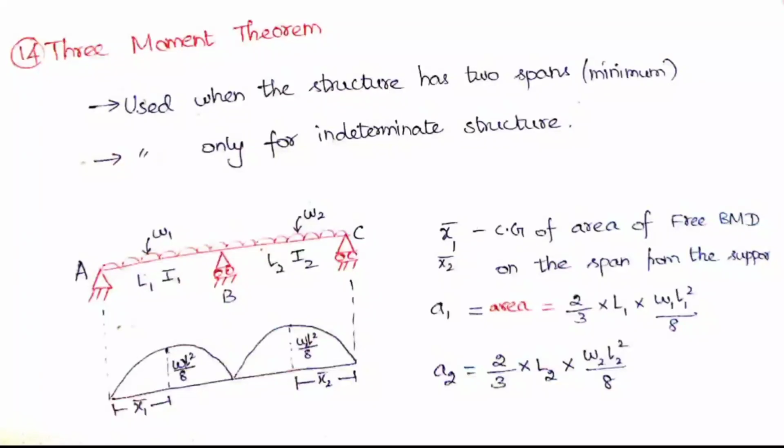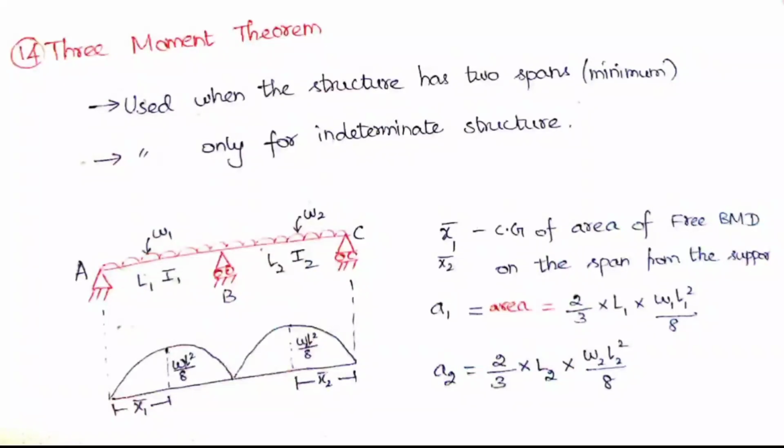If it has a single span or three spans, it has to be converted so that you can adopt that structure into the three moment theorem. We'll see that also in the next part, but in general it is explained as it should have a minimum of two spans. And it is used only for indeterminate structures. You can't use this method for determinate analysis.